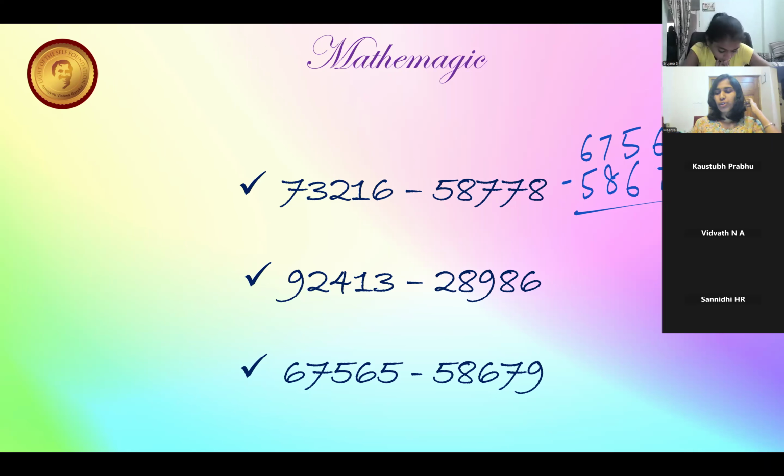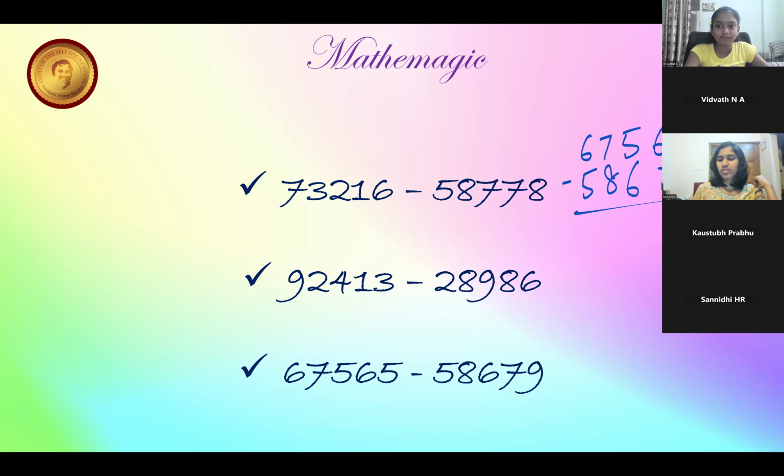Tell me how you would solve it. Does someone else want to explain how they would solve it? Yes, Srijan, go ahead. Ma'am, 5 minus 9, 4 bar. Very nice. 6 minus 7, 1 bar. 5 minus 6, 1 bar. 7 minus 8, 1 bar. And 6 minus 5 is 1. Very good.